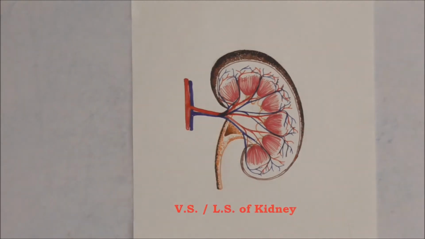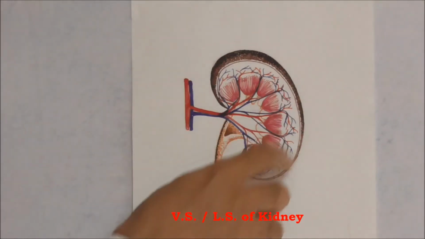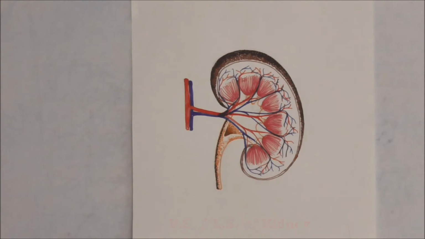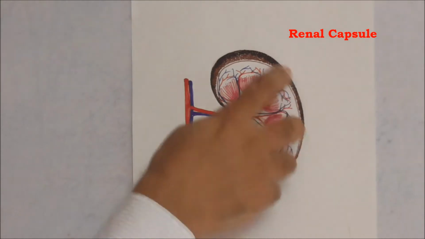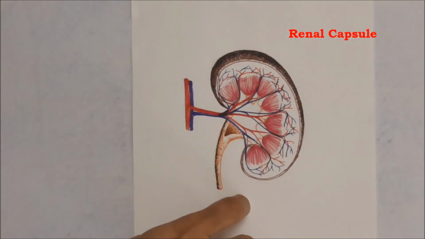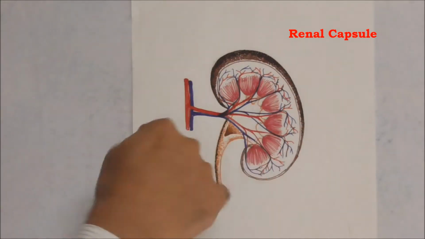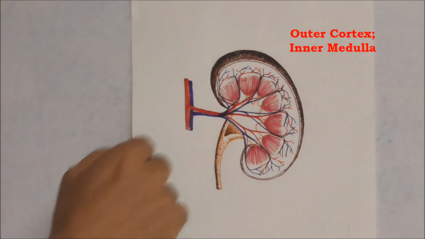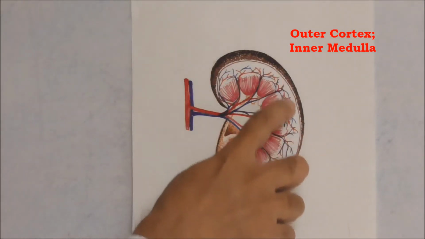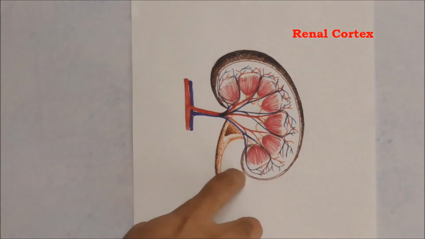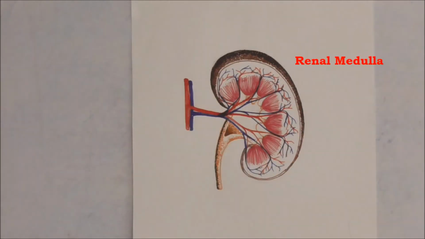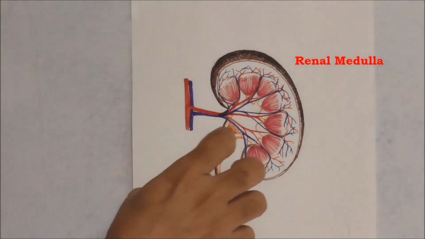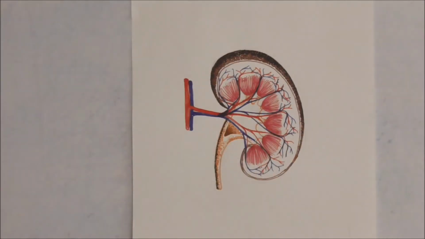This is the vertical section wherein the outermost covering, which we had earlier discussed, is the renal capsule. That's a fibrous protective covering. Now the rest of it, the internal structure, can be divided into the peripheral cortex and the central or internal medulla. So this is the renal cortex and the rest is renal medulla. So the renal capsule would be enclosing the renal cortex and renal medulla.